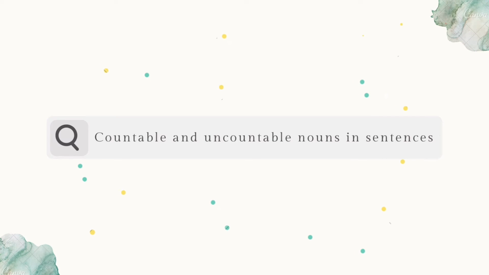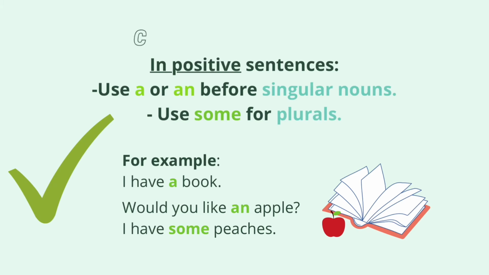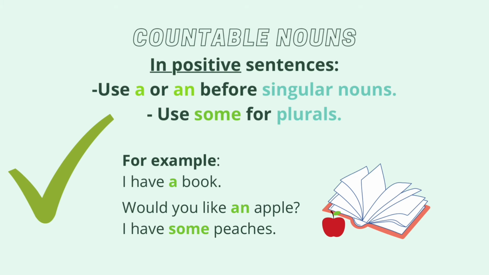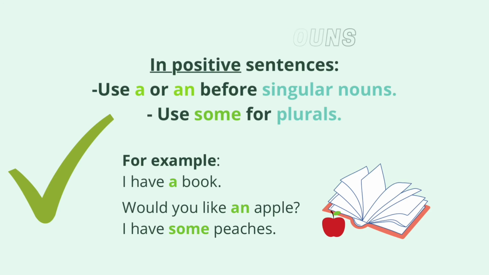Countable and uncountable nouns in sentences. For positive sentences in countable nouns, we use a or an before singular nouns. For example, I have a book. And we use some for plurals. For example, I have some peaches.